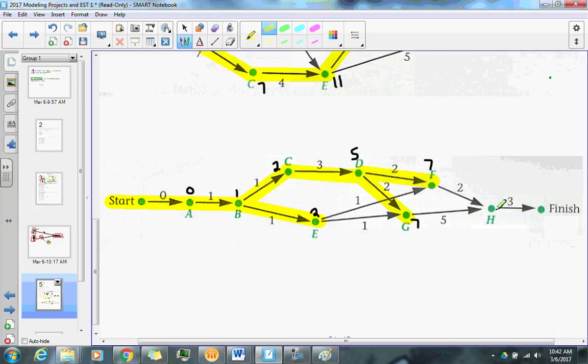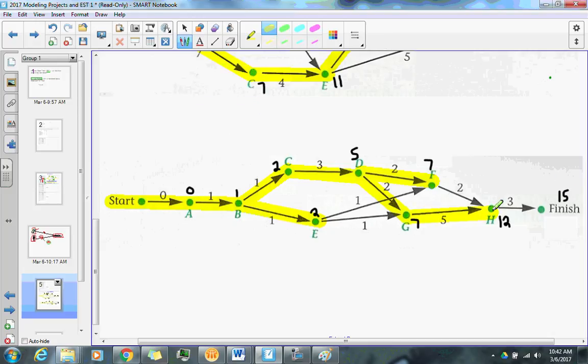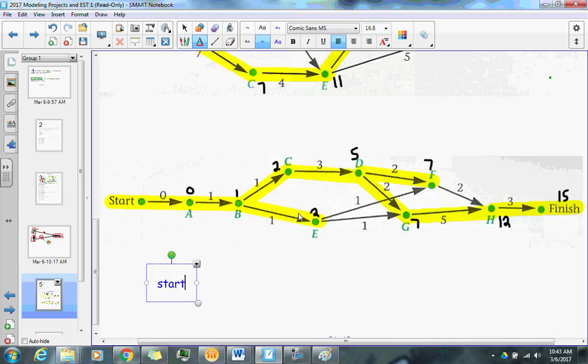Now we have H. H has an EST of 12, and that came from G. I'm going to go ahead and do the finish, which is 15. So I highlight my critical path from G to H to finish. My critical path is start, A, B, let me see, I believe that was C, D, G, H, and lastly finish. There's critical paths. Hope you learned something. Thank you for watching.